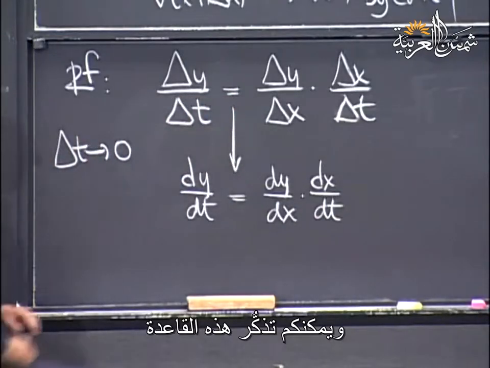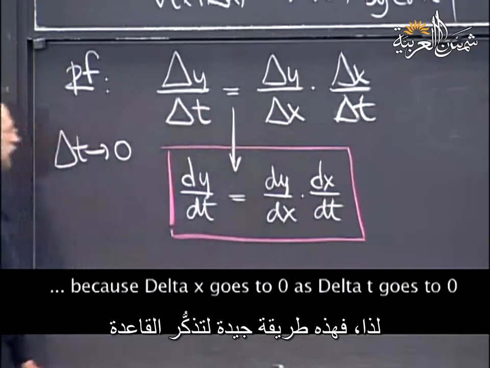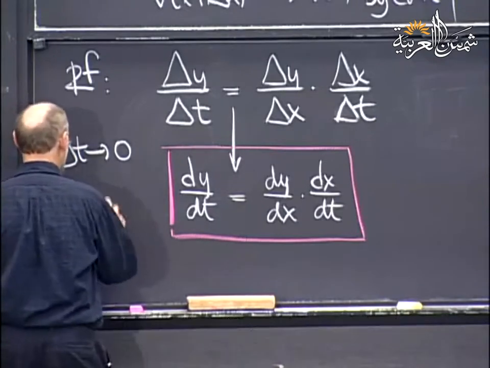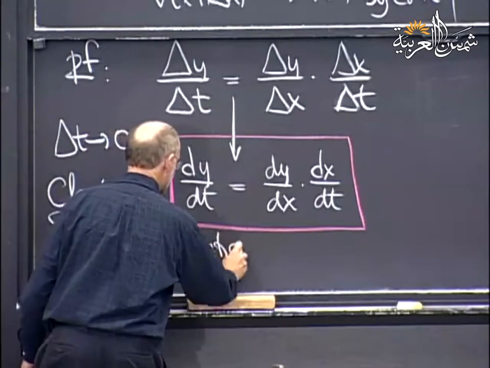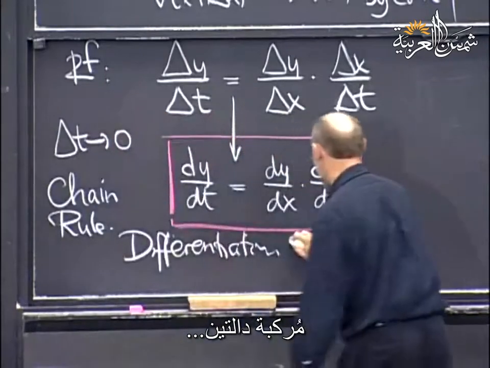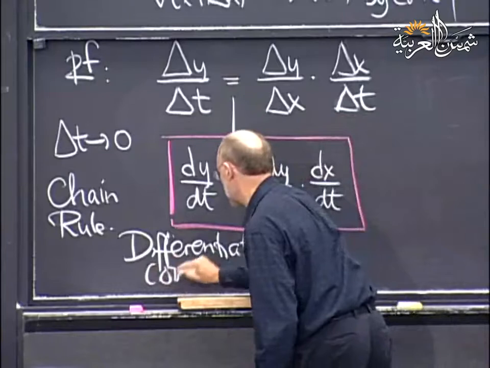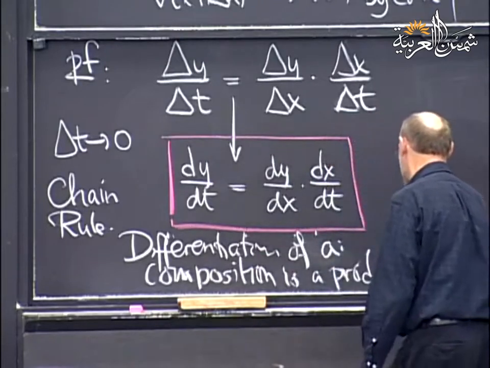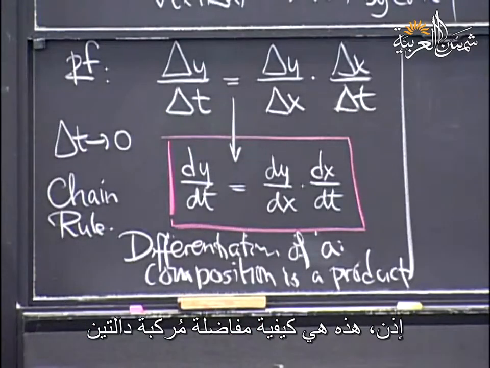So students will often remember this rule by saying that you can cancel out the dx's. And that's not so far from the truth. That's a good way to think of it. In other words, this is the so-called chain rule. And it says that differentiation of a composition is a product. It's just the product of the two derivatives. So that's how you differentiate a composite of two functions.